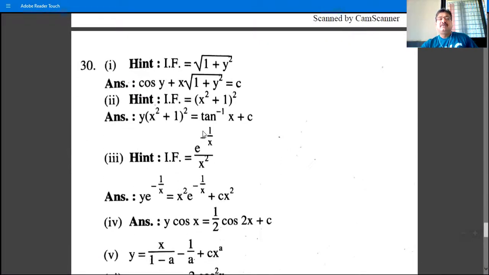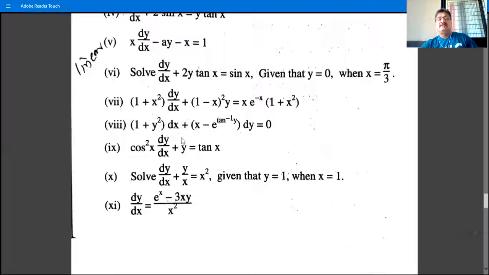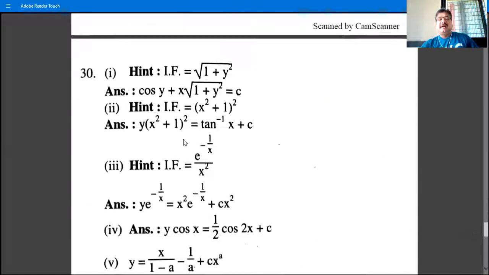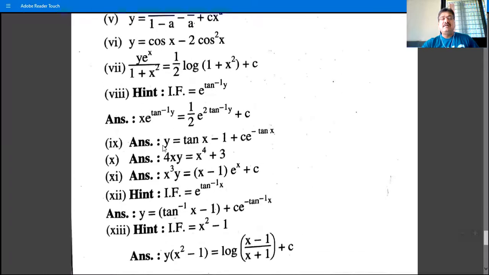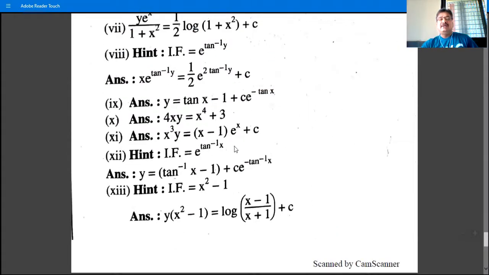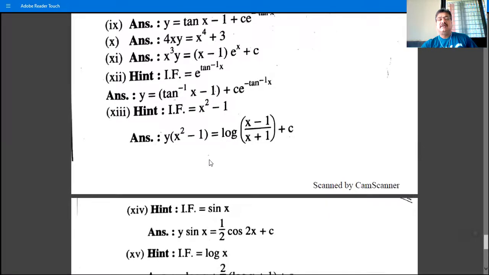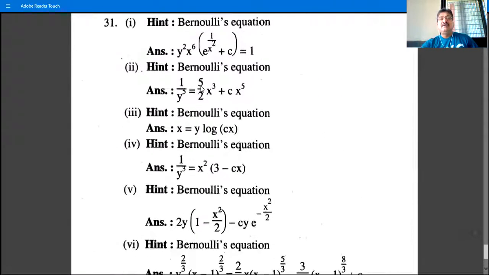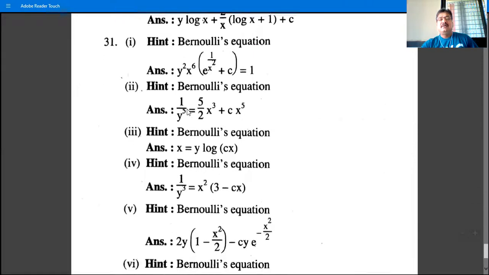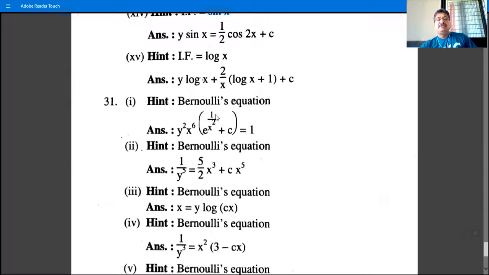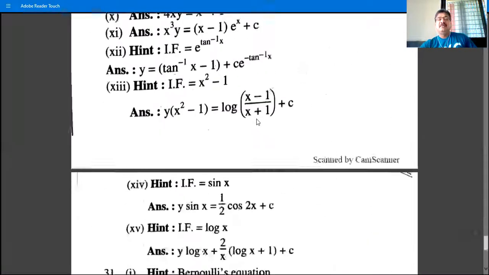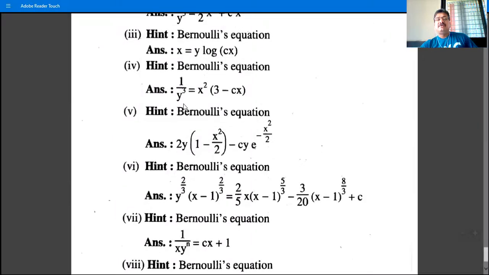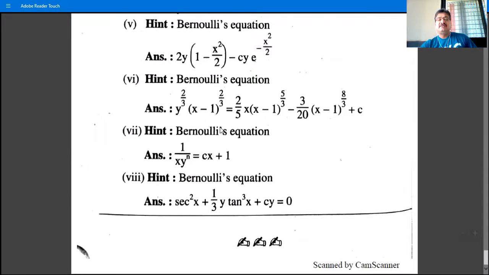Answers are given. If you consider this as a linear differential equation, find the integrating factor; hints are given and the answers are given. In each example, the integrating factor and the answer are given here. For the Bernoulli's differential equations, in exercise number 31 all of these are Bernoulli's differential equations. So identify the Bernoulli's differential equation and then find its solution. Solutions and answers are all given.